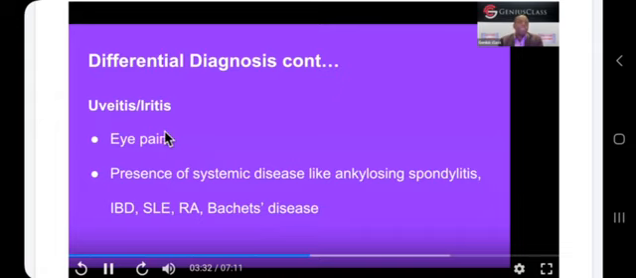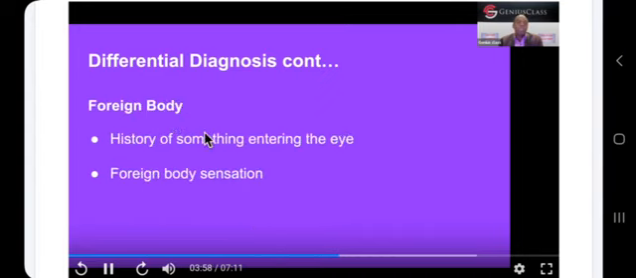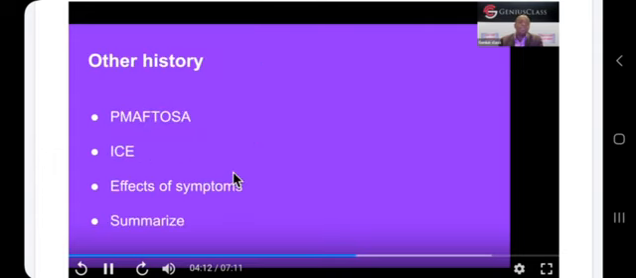The other differential diagnosis to think about is anterior uveitis or iritis, or simply uveitis. There will be an eye pain, but the typical finding is the presence of other systemic diseases, such as ankylosing spondylitis, inflammatory bowel disease, SLE, rheumatoid arthritis, or Behçet's disease. Foreign body: patients have a history of experiencing something entering the eye, and a foreign body sensation. But remember, conjunctivitis, bacterial or viral, or keratitis, are all going to give you a foreign body sensation, so you have to look for other differential diagnoses.